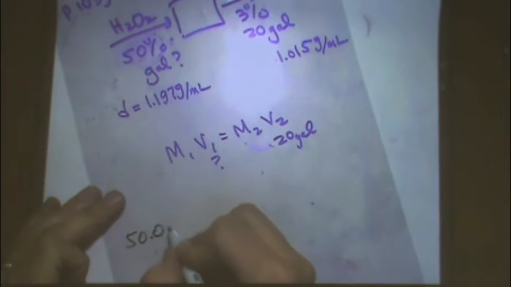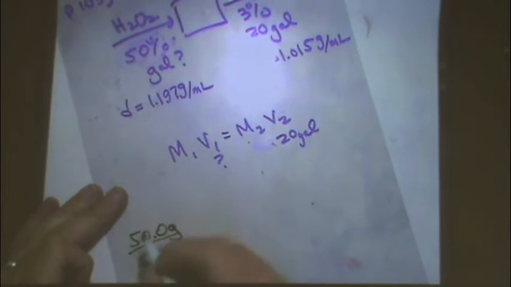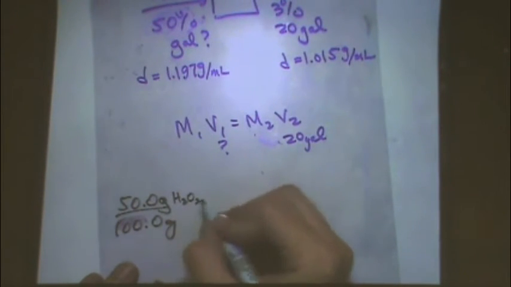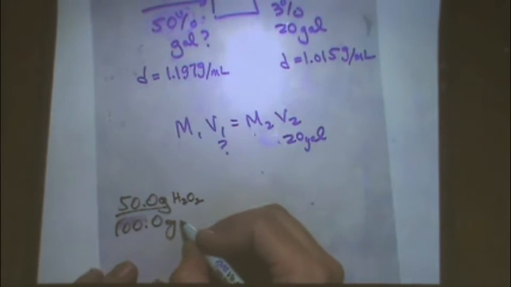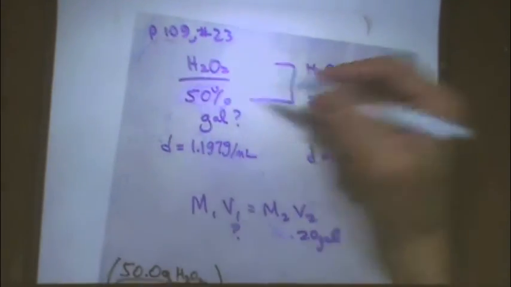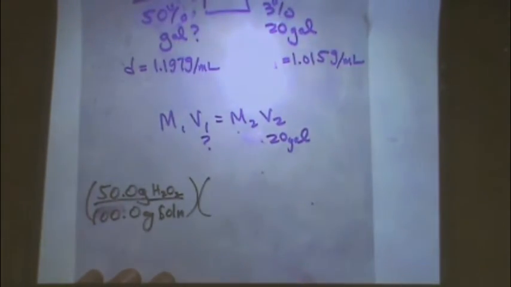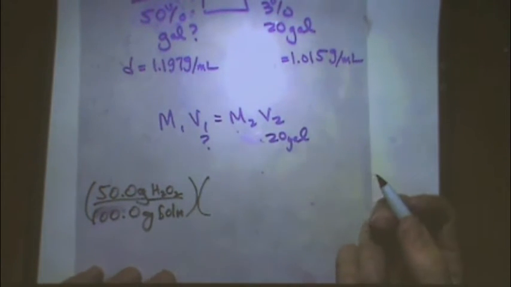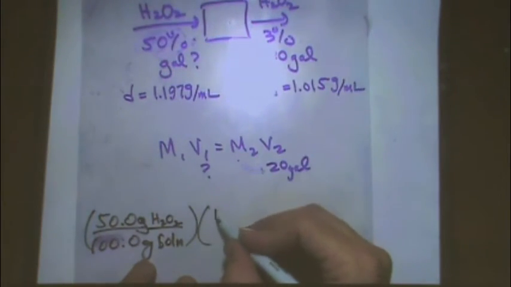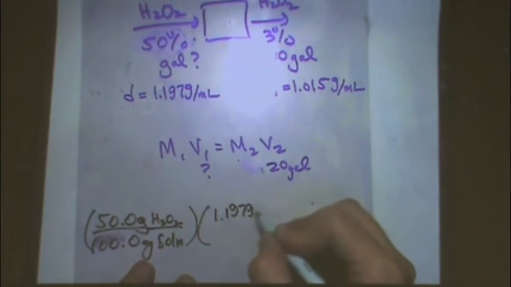So you go 50. The 50% changes to this. To change it to a fraction, it is 50 grams over 100 grams. This is grams of H2O2 on the top and grams of solution on the bottom. This is the same as writing 50%. Then you need to convert to molarity. That means the top is moles, the bottom is volume. So let's do the bottom first. Change grams to volume. You're going to use the density to do that. So 1 point, this is a solution density.